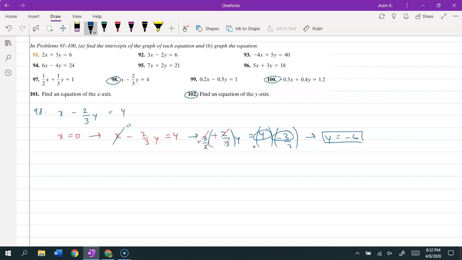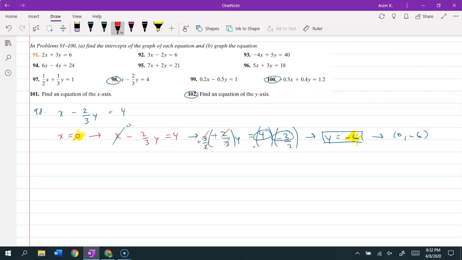So here is your y-intercept. In other words, 0 comma negative 6 is your y-intercept. All right? So when x is 0, your y is negative 6. That's how you put that thing together. Okay, let's go to the other part of this question.